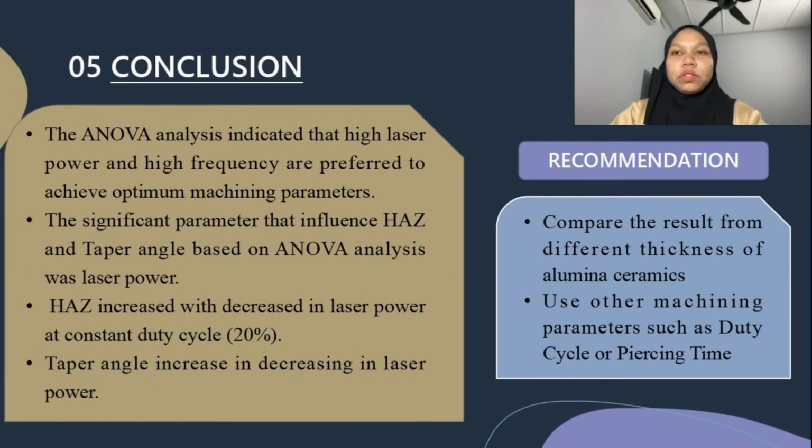Lastly, we can conclude that the ANOVA analysis indicated that higher laser power and higher frequency are preferred to achieve optimal machining parameters. The significant parameter that influenced HAZ and taper angle based on ANOVA analysis was laser power. Next, the HAZ increased with decrease in laser power at constant duty cycle. Last but not least, taper angle increased with decreasing laser power.